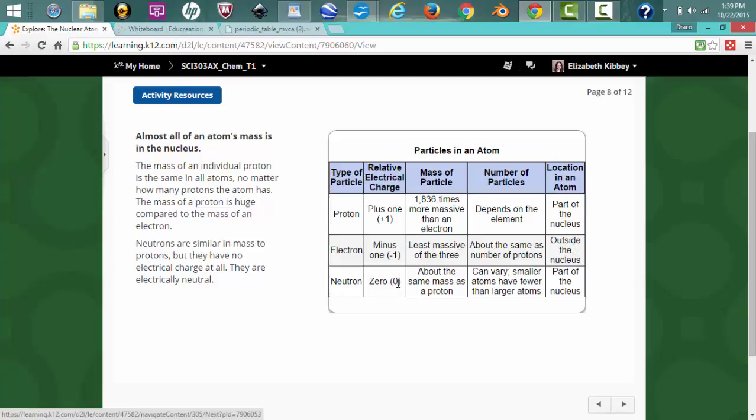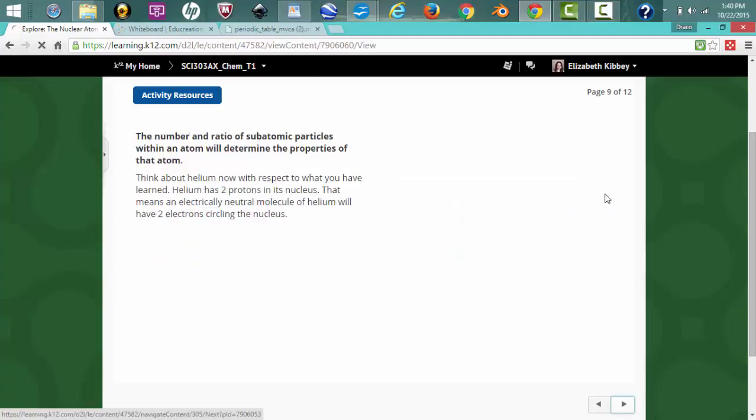Now, neutrons, like we said, don't have a charge. They're neutral, so they have a 0 charge. They are about the same mass as a proton. The number of particles can vary. Smaller atoms have fewer than larger atoms. And yet again, we will be getting into how you can tell the amount of neutrons in an element in a further video. They are also part of the nucleus, so they are right down there with the protons, so pretty straightforward.